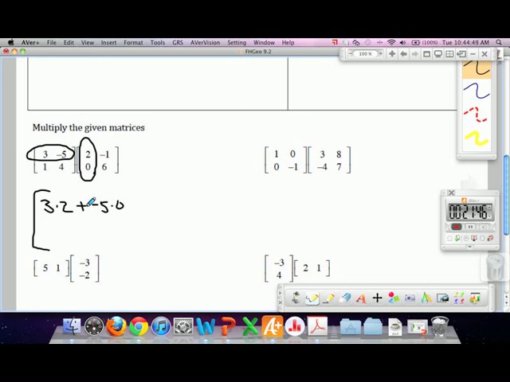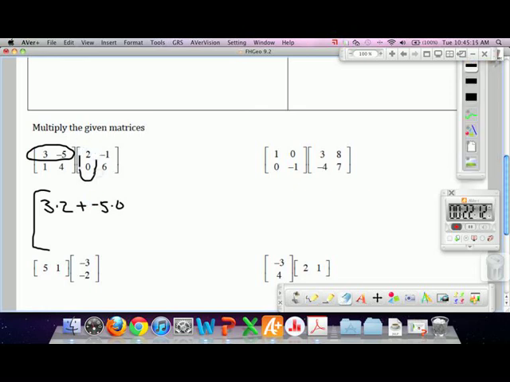Oh, so it's the one that overlaps. Yes. To get the answer in row 1, column 1, I take row 1 and multiply it by column 1. If I want the answer that goes in row 1, column 2, I take row 1 and multiply it by column 2.